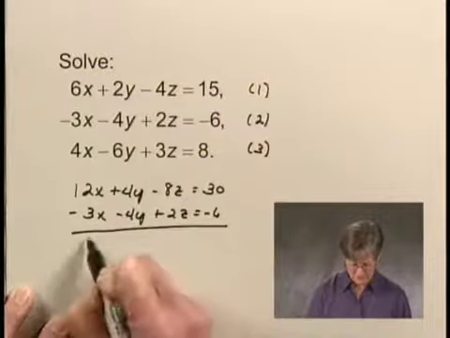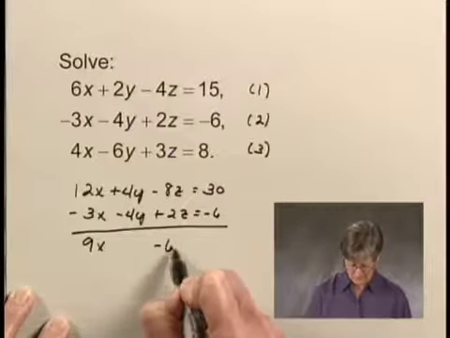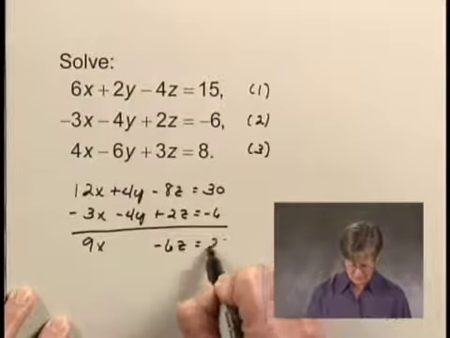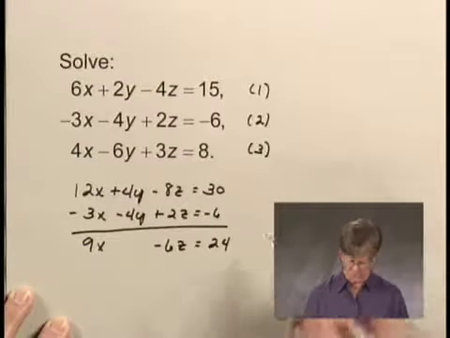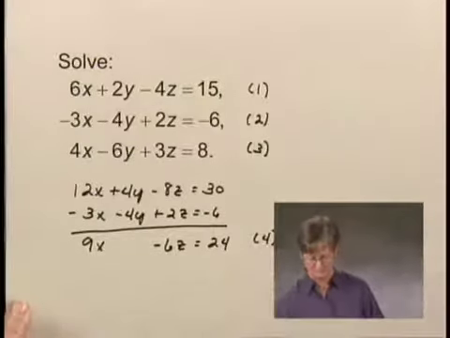And when I do the addition, I get 9x. The y's add up to 0. So I have 9x minus 6z is equal to 24. And let's call this new equation equation 4.